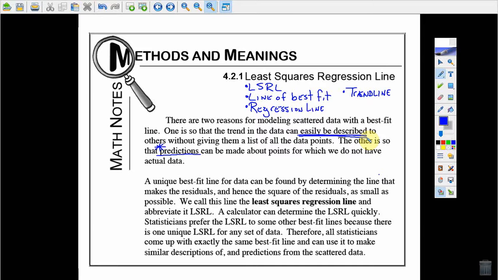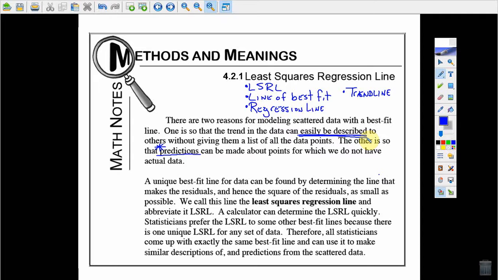Statisticians prefer the LSRL to some other best fit lines because there's one unique LSRL for any set of data. So if I crunch the numbers in Excel or on Google Sheets or in my calculator or by hand, using the techniques for the least squares regression line, I'm going to get the same equation. Therefore, all statisticians come up with exactly the same best fit line and can use it to make similar descriptions of and predictions from the scattered data.